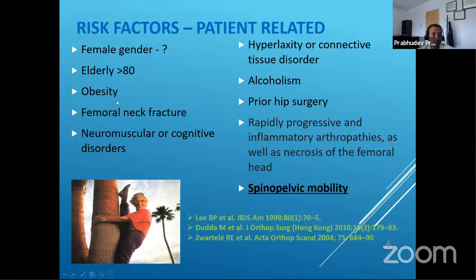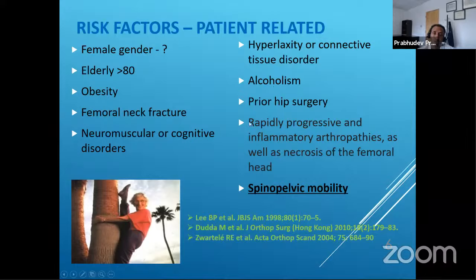And then obese patients are at a higher risk. Total hip replacement after a femoral neck fracture, we know that many have demonstrated a higher risk of dislocation in this patient group. Patients with neuromuscular and cognitive disorders are at higher risk, and hyperlaxity and connective tissue disorders. Patients who are alcohol dependent and drug dependent. Previous hip operations, previous hip surgeries for any reasons, they are at a higher risk.